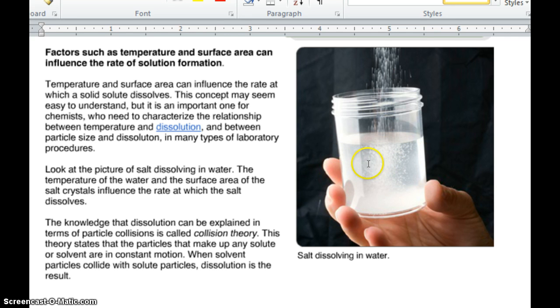But if I just put in one chunk, it could only hit the outside surfaces, so it would take longer. It would take more collisions of the water molecule to break down one big chunk, versus when it's little pieces, it's like half the work's been done for you. It's already partially broken down. And that's what dissolving is: just breaking it down into such little pieces that you can't see the difference just by using your eyes.